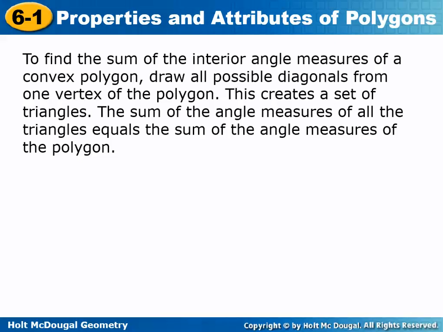To find the sum of the interior angle measures of a convex polygon, draw all possible diagonals from one vertex of the polygon. This creates a set of triangles. This is your investigation for the journal for this week. The sum of the angle measures of all triangles equals the sum of the angle measures of the polygon.